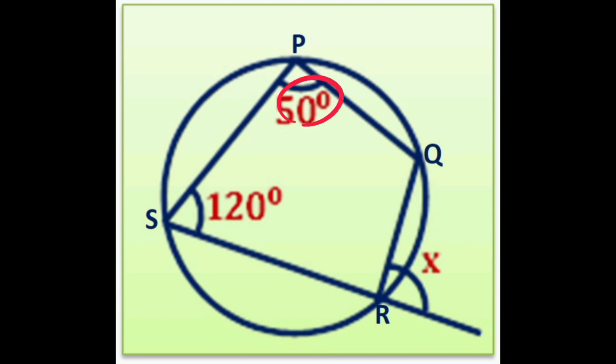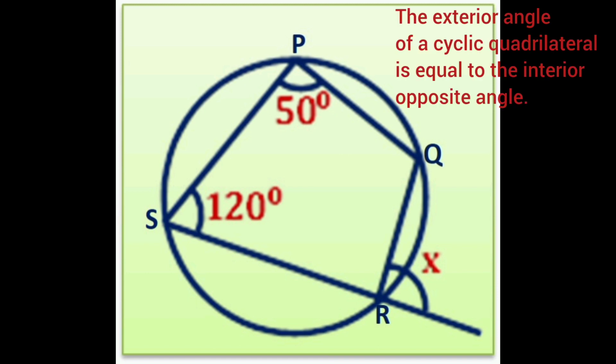Look at it very well. Okay? So, this leads us to the next theorem, which says the exterior angle of a cyclic quadrilateral is equal to the interior opposite angle. Don't forget. Okay?